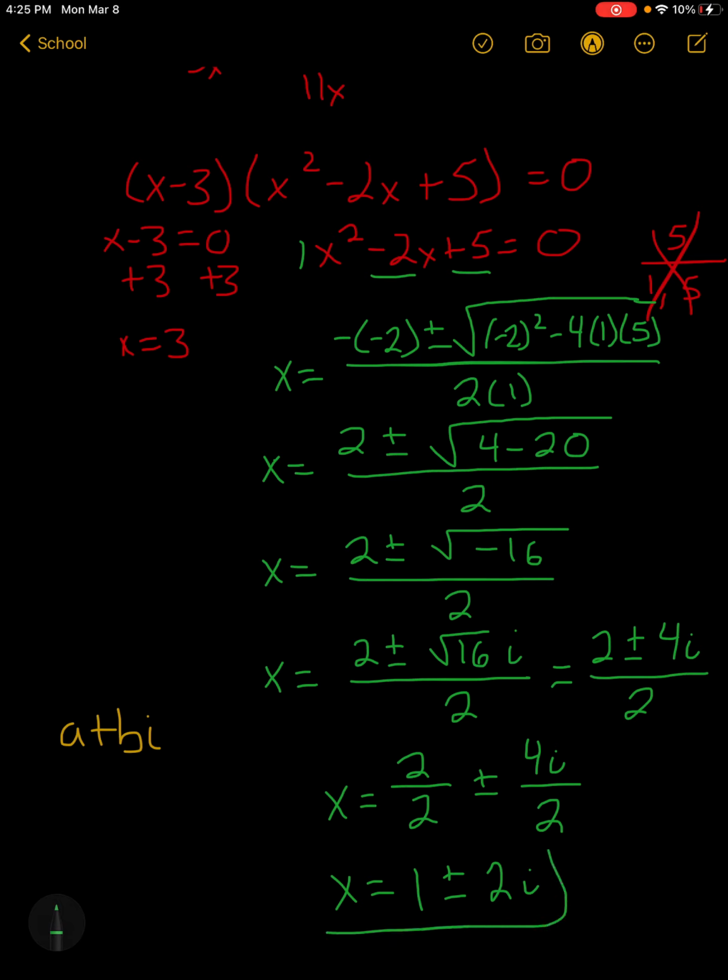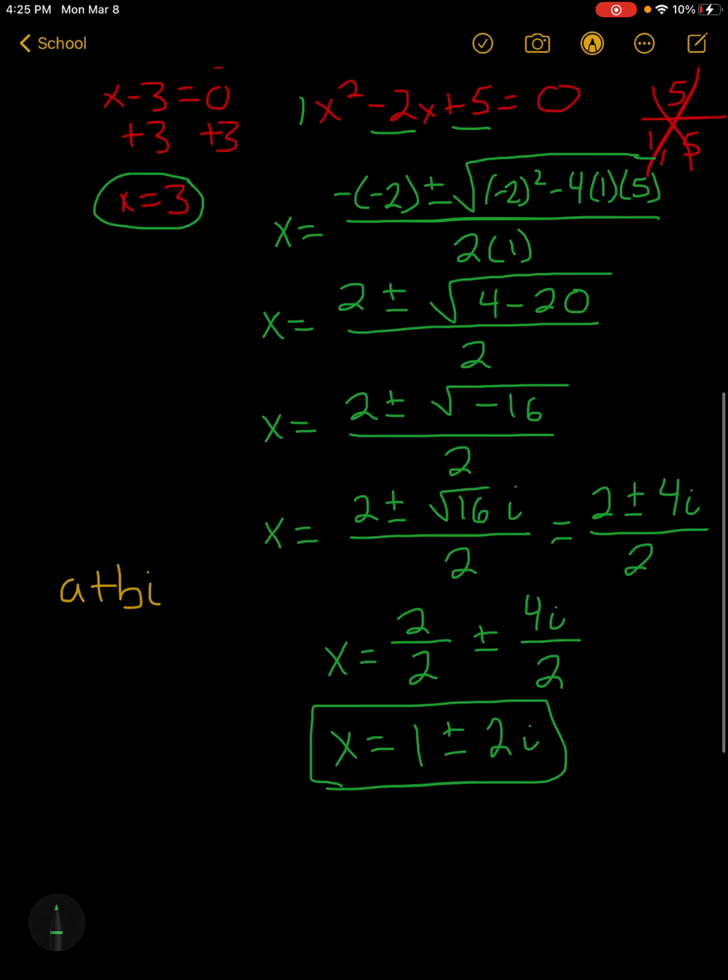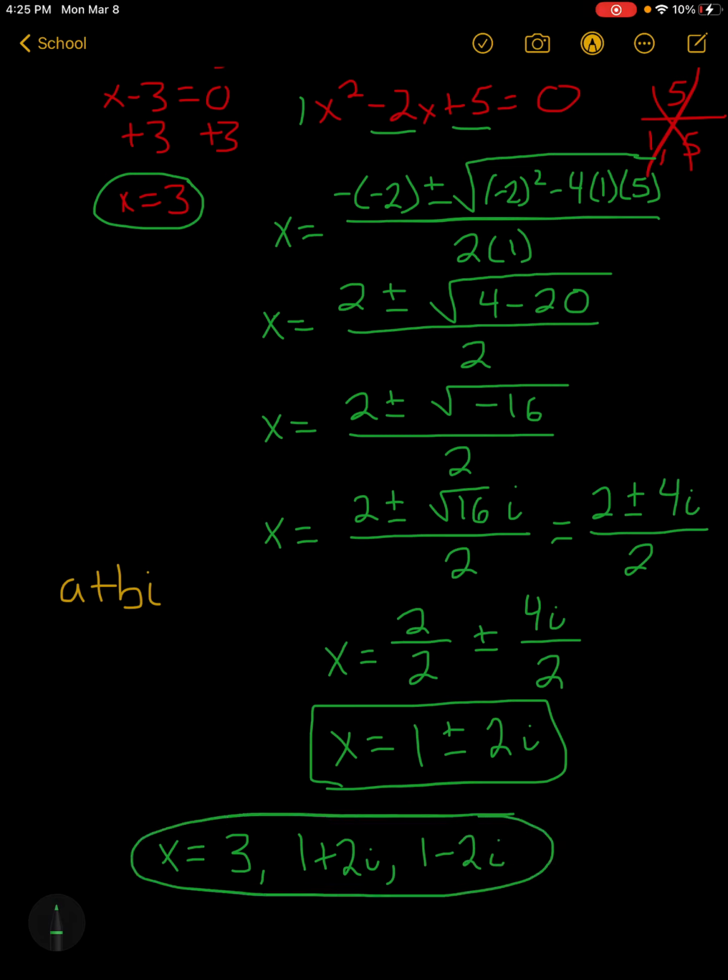Now I'm done. x equals 3 and 1 plus or minus 2i. These would be my solutions. So you could either leave 1 plus or minus 2i, or you could split them up into 3, 1 plus 2i, and 1 minus 2i. These right here would be your 3 solutions for this cubic function.